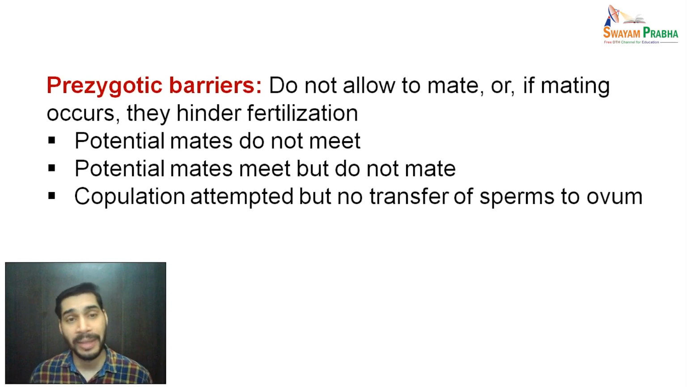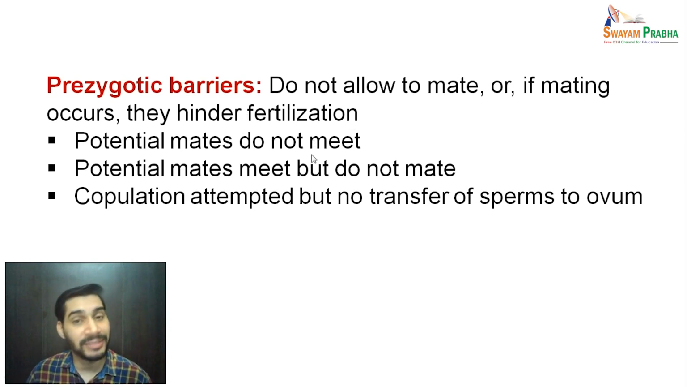So going by Mayr classification, let us talk about the barriers in two categories. One is called as pre-zygotic barriers and other one is called as post-zygotic barriers. They are also called as pre-mating and post-mating barriers, but there is a slight difference between these. We will understand this difference when we go ahead with these barriers or the isolating mechanisms in detail. So briefly telling you all, the pre-zygotic barriers do not allow to mate, or if mating occurs, they hinder fertilization.